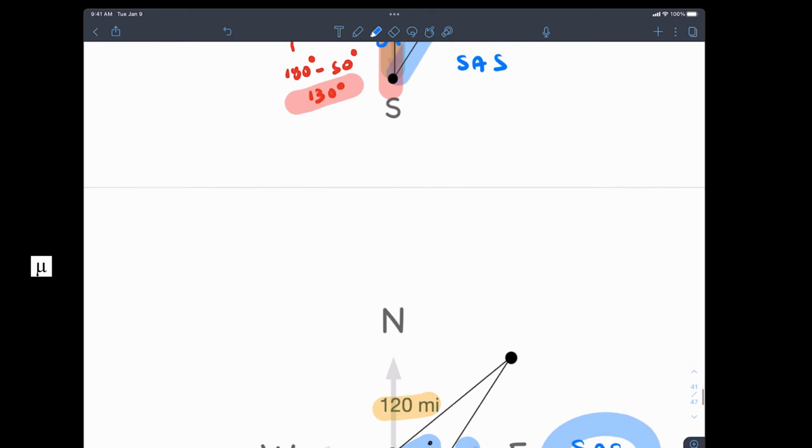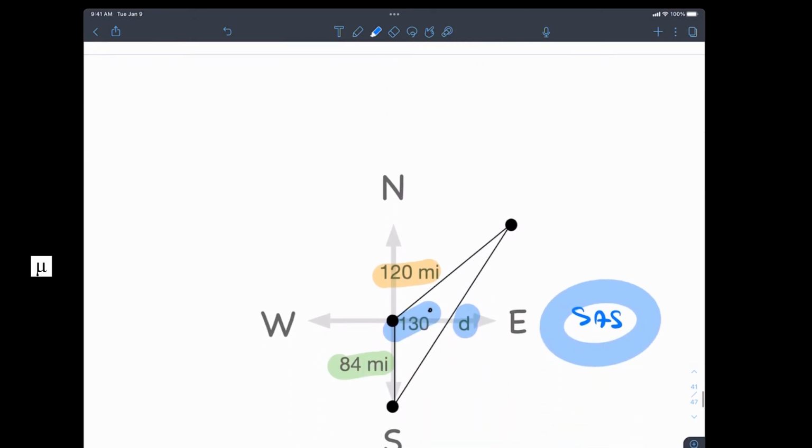So let's do this up here. How's that? It looks like I have a weird worksheet. So, law of cosines. Remember this.